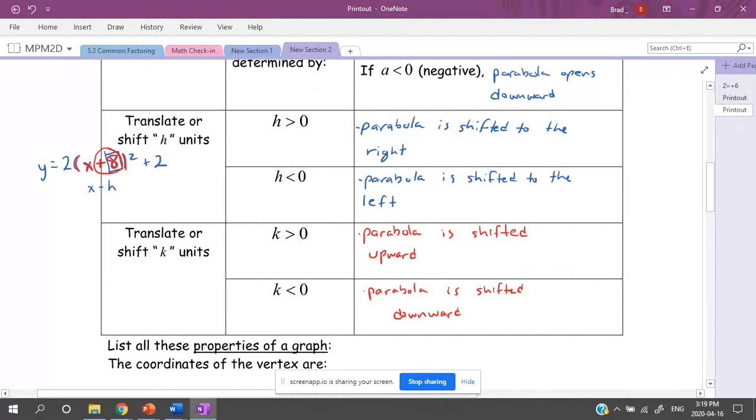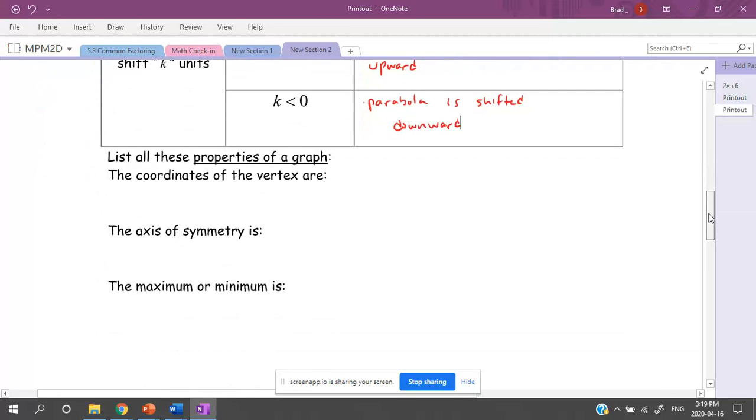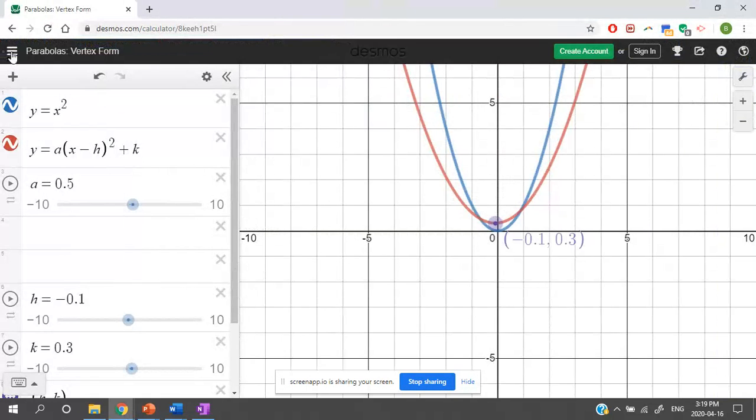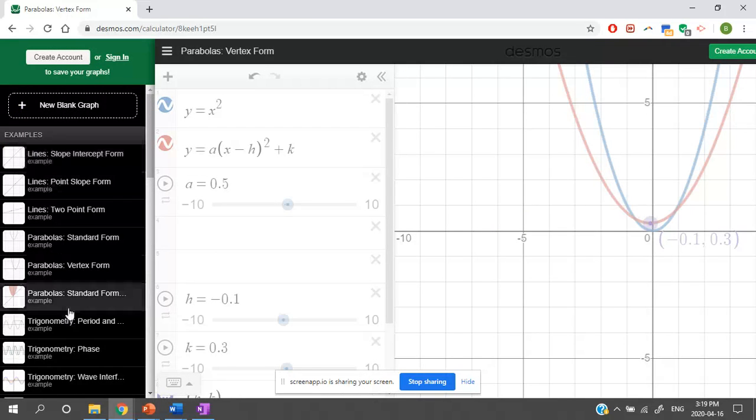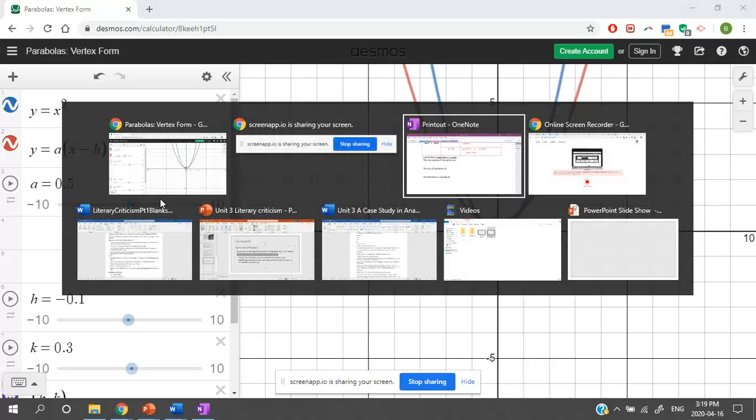So that's what a, h, and k each do. We're going to take a look at this in a graph, and then you guys can have some fun graphing this. I really encourage you to try out desmos.com and do some of this yourself. You can go to desmos.com, click on the top left, and they've got a bunch of preloaded examples, and Parabola's Vertex Form is actually one of them. So it's a super handy way for you to practice vertex form and see what each of those letters actually does.